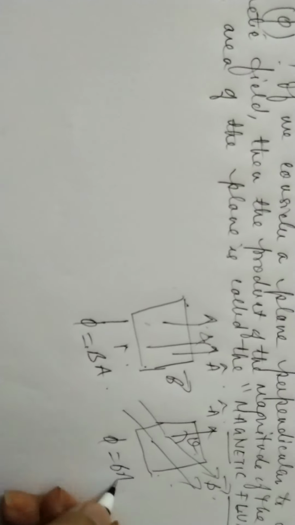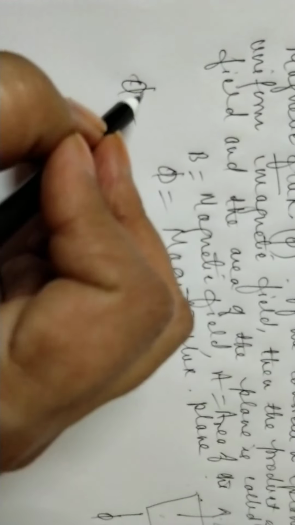And now here B is the magnetic field, A is the area of the plane, and phi is what? Magnetic flux. Phi, magnetic flux. Now depending upon the value of theta, phi is equal to BA cos theta.